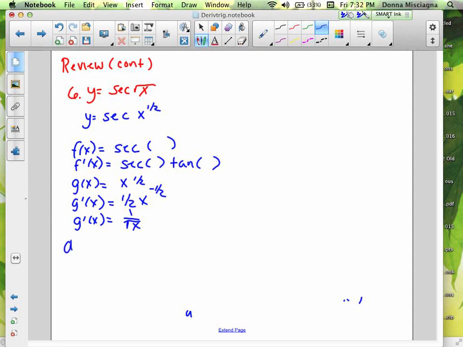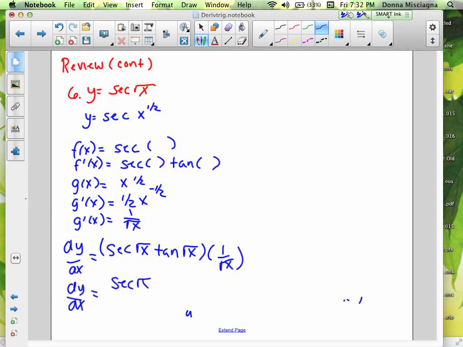And so our derivative here, dy dx, is the derivative of the outside function, secant, and we're going to fill in the square root of x, tangent square root of x, times parentheses here, 1 over the square root of x, and let's just make that one fraction here. So dy dx is secant square root of x, tangent square root of x, all over the square root of x. Definitely the derivative is a little more involved than the function was, huh?